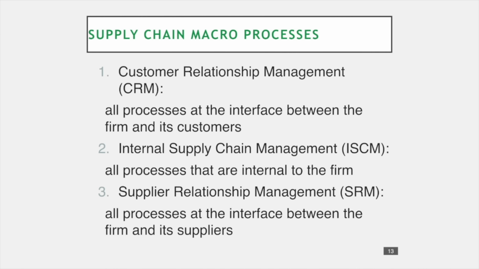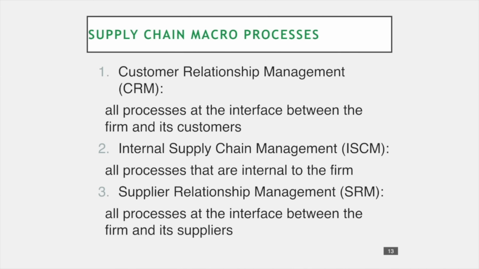So far we have discussed many processes in a supply chain, but they can be broadly classified into three categories. The first one is customer relationship management, which is also popular as CRM, and these are all those processes which lie at the interface between the firm and its customers. Whereas internal supply chain management, as the name indicates, covers all the processes that are within or internal to the firm. For example, a company may be involved in manufacturing, the production lines or assembly lines that they have, and how they are managed, how inventories are managed within those processes is obviously internal to the firm.